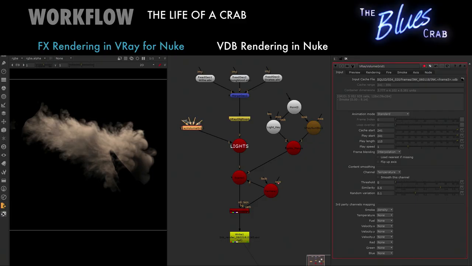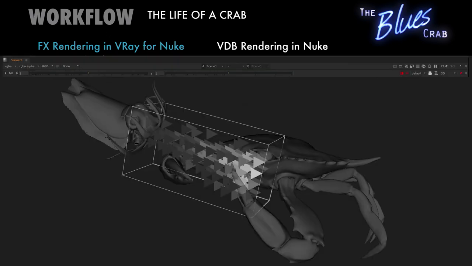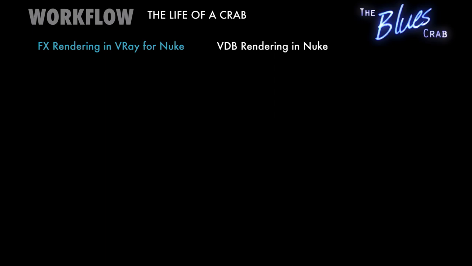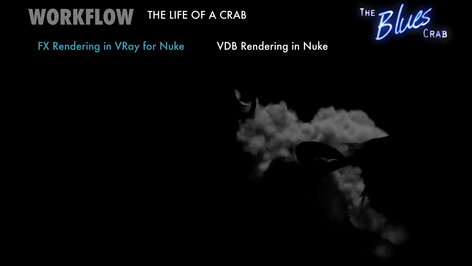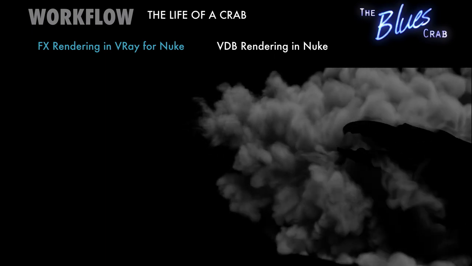For volumetric effects developed by artists using Houdini, they would deliver VDB caches, and I'd render them in Nuke with the V-Ray volume grid. It was pretty surprising how fast these renders were. Here's the visualization of the VDB volume in Nuke's 3D viewport. It's not much, but it's enough for you to gather the volume. You can see the shading of velocity and then the final rendered element, and then comped into the shot.